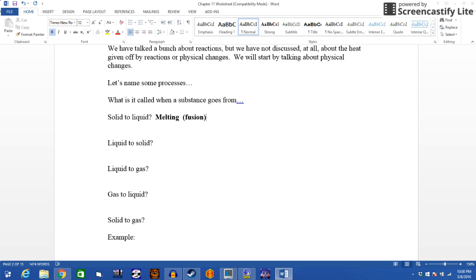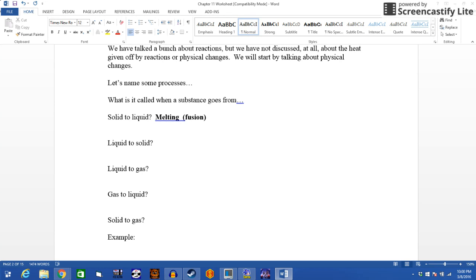Now, that is not to refer to nuclear fusion, which is when 2 nuclei fuse together and make a new nucleus. That's something we'll talk about in June when we do nuclear chemistry. But fusion is a synonym for melting. So I want you to understand that that's definitely a possibility, that you'll see the word fusion instead of melting. That's going to become important later in this unit.